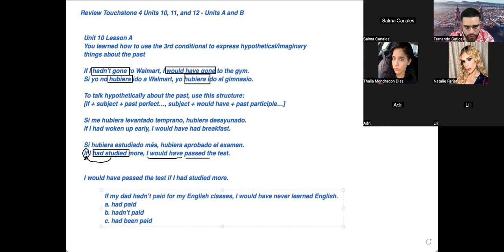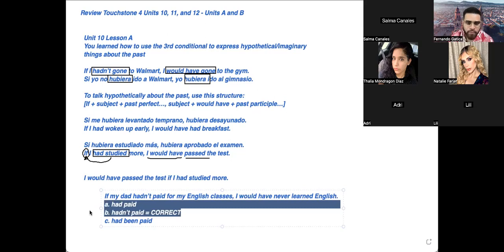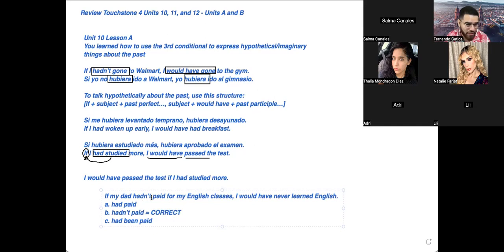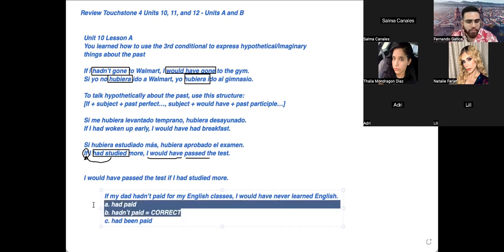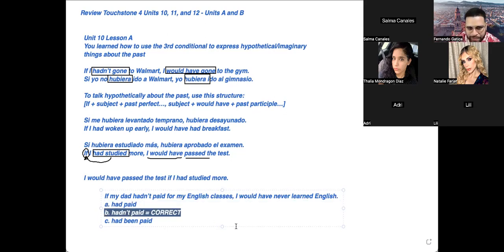Now, that is correct. Letter B is correct. And letter A and letter B are both in the past perfect. So grammatically speaking, both are correct, but it wouldn't make sense if I said "had paid." Because it would be like, si mi papá hubiera pagado por mi clase de inglés, nunca hubiera aprendido inglés. It doesn't make sense. But this one does. Si mi papá no hubiera pagado por mi clase de inglés, nunca hubiera aprendido inglés. That makes more sense. So grammatically, both are correct, but logically, only letter B is correct. Good job, guys.